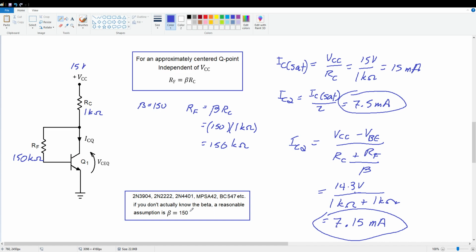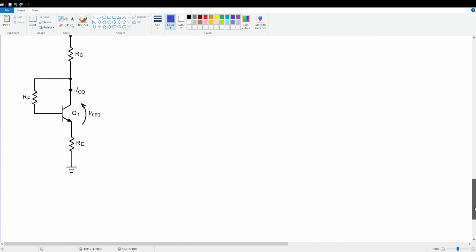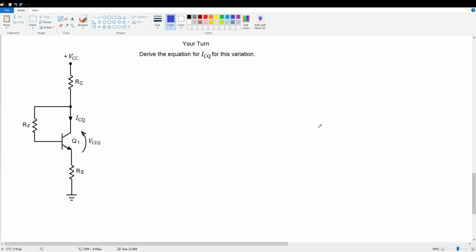Now, finally, I'm saving some of the fun for you guys. What I want you to do for the next time is derive the ICQ equation for this circuit. It's the same thing we just did, except I threw an emitter resistor in here. If you've been following along, it shouldn't be too bad to determine an ICQ equation for this circuit. In fact, I think it'll be kind of fun. So, let me know what you think, and I will see you in the next video.